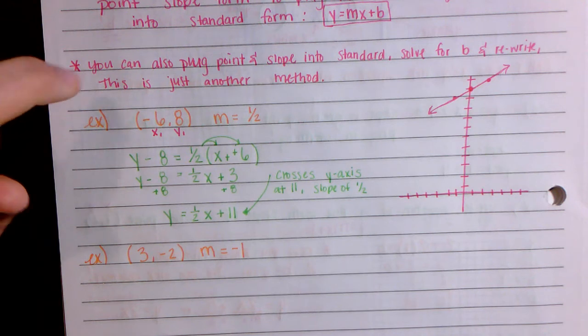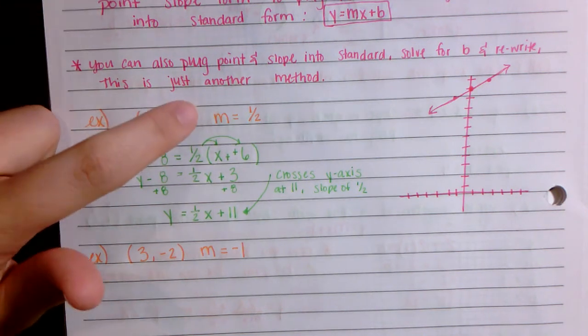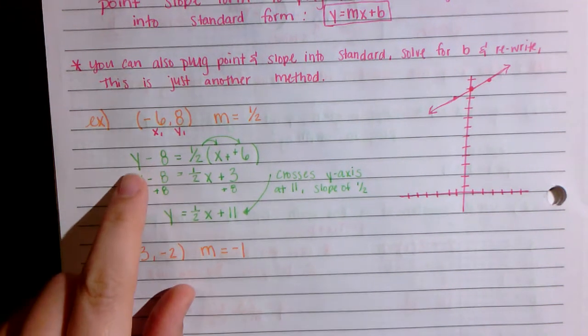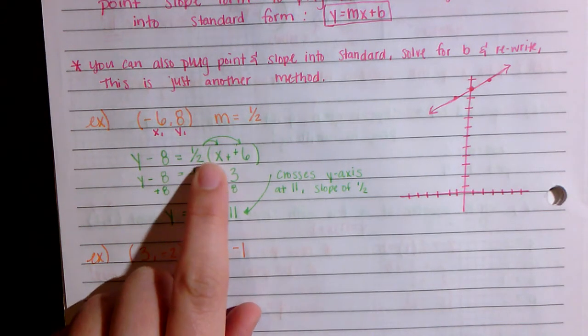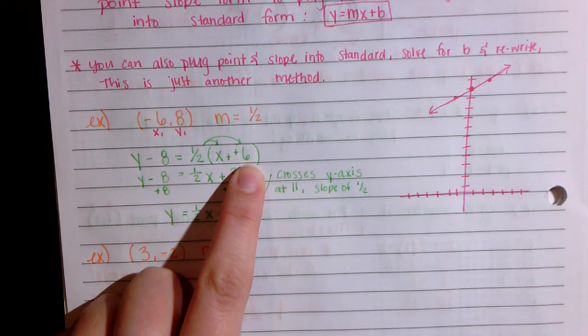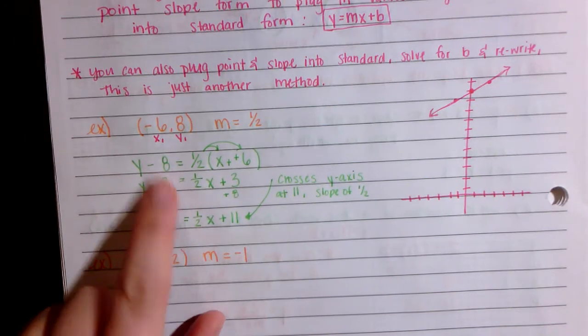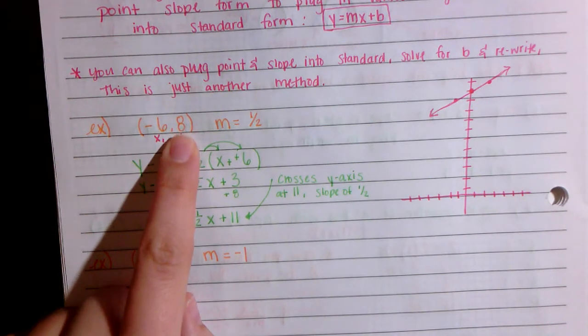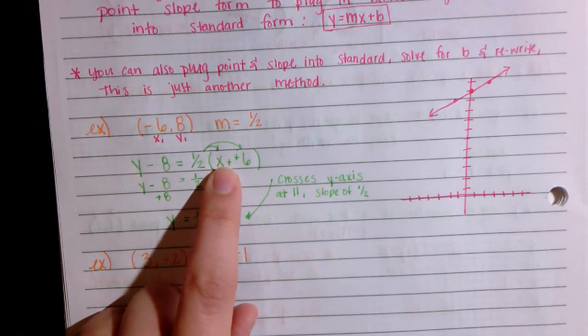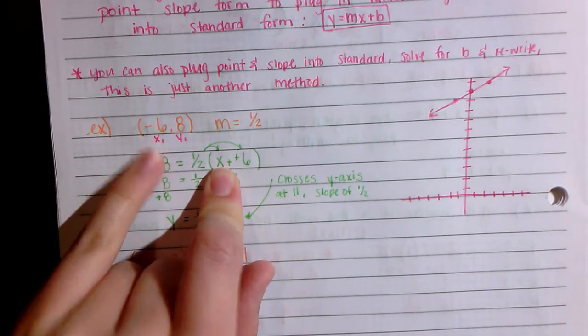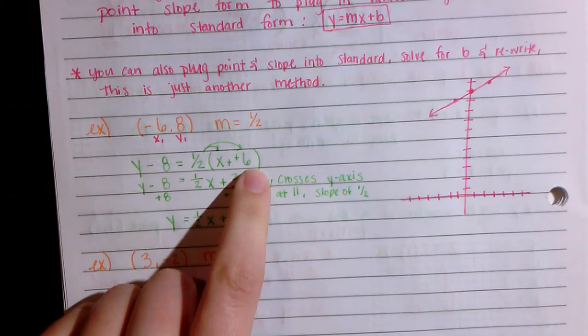Okay. And then they already gave me my slope, and I know m stands for slope. So if the formula is y minus y1 equals m parentheses x minus x1, then I'm just going to plug in what I have. I have the y1 right there. I have the x1. So it's x minus, and my x1 is -6.